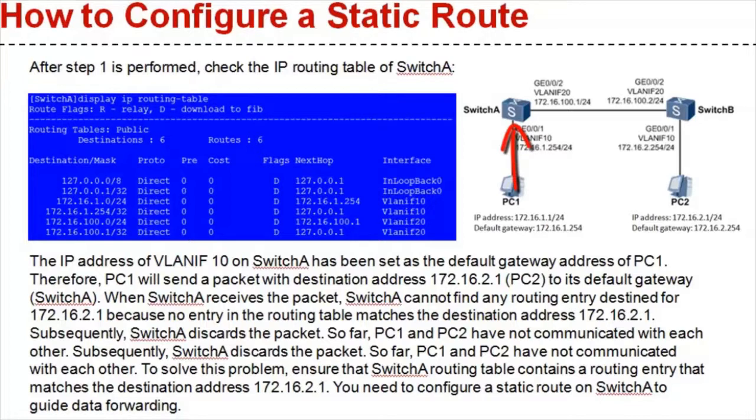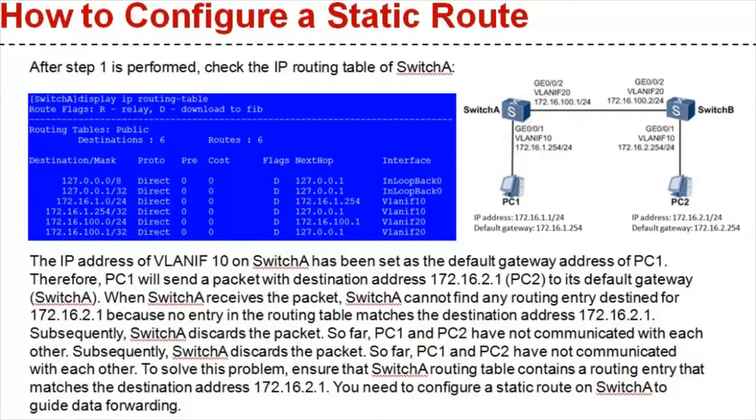When switch A receives the packet, switch A cannot find any routing entry destined for 172.16.2.1 because no entry in the routing table matches the destination address. Subsequently, switch A discards the packet. So far, PC1 and PC2 have not communicated with each other.